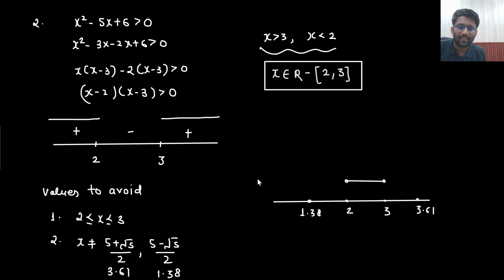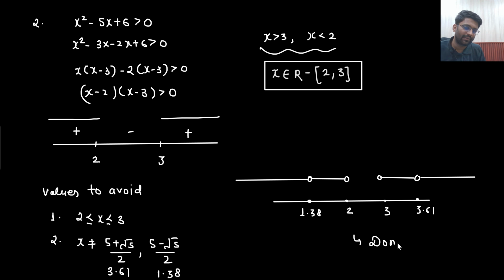1.38. Basically, what should be accepted, I am writing down. Every value less than this will be accepted, but 1.38 will not be accepted, and all the values between 2 and 3 will not be accepted, and even 2 will not be accepted. Is that clear? This is the domain.